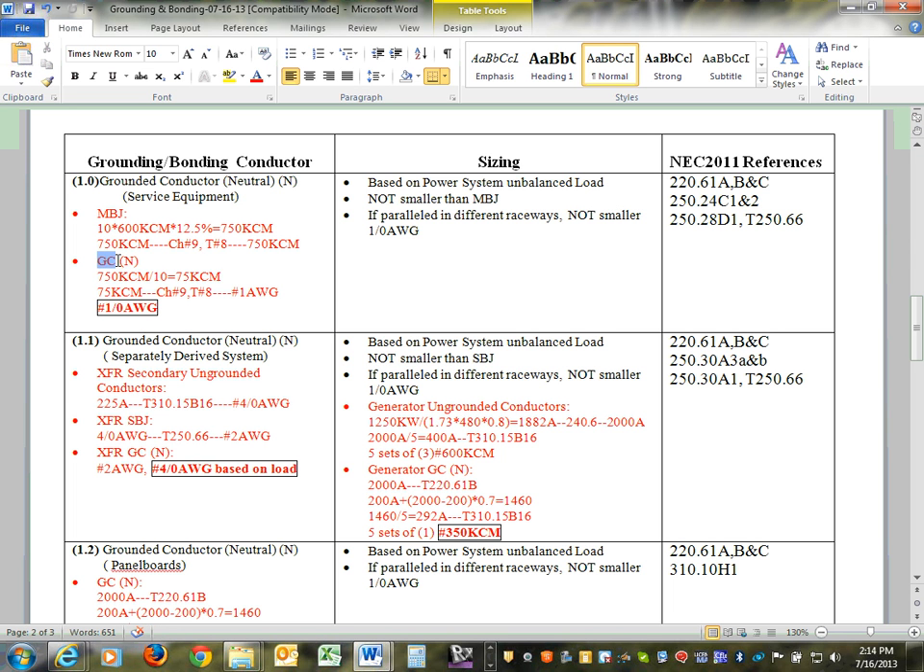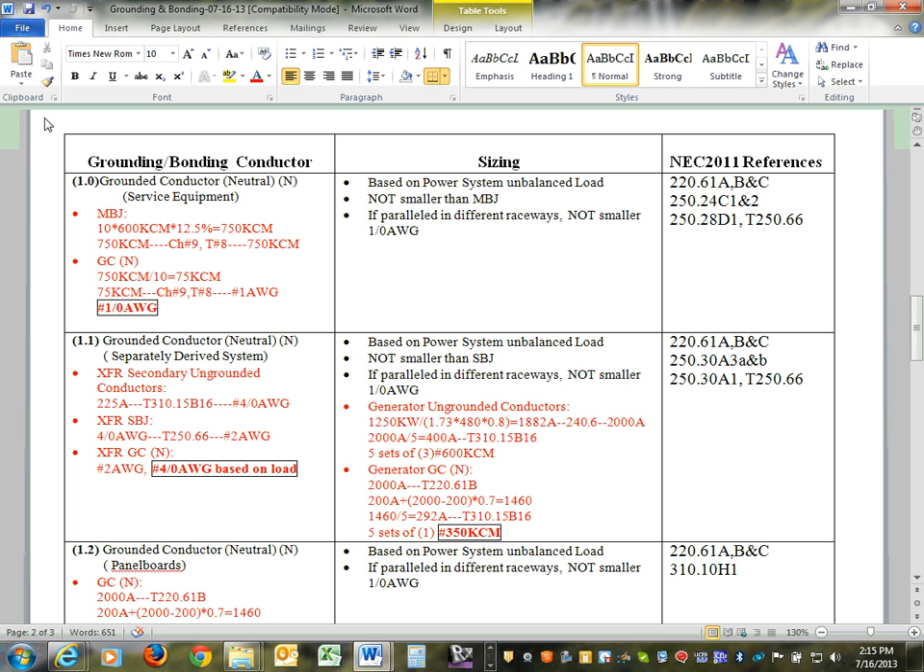The grounded conductor, the neutral, same thing. You take the 750 here, the size of the main bonding jumper, divided by 10, because I have 10 runs of them, right? Because it cannot be less than the main bonding jumper. That's my minimum. And either you do the calculation that I did last time for the neutral, or this is an alternative way. That will give you 75 kcmil. From Chapter 9, Table 8, that gives you number 1.